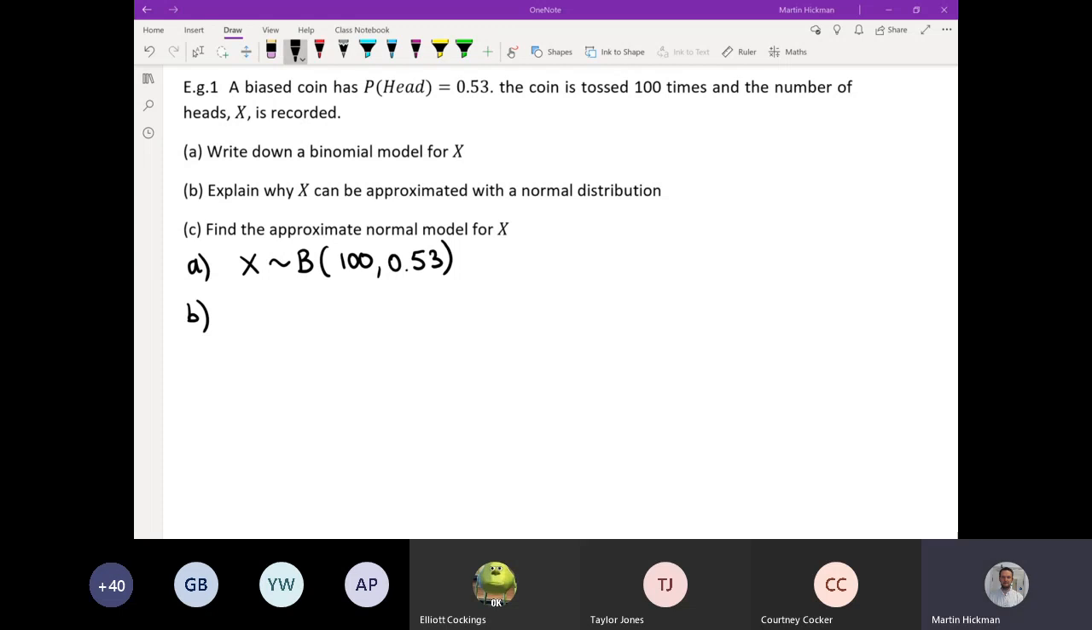Okay, excellent. n is large. So 100, we're classing that as a large number here, and the probability is close to 0.5. It might not be exactly 0.5, and it's rarely going to be exactly 0.5, but it's close. So we just say n is large, and the probability is close to 0.5.